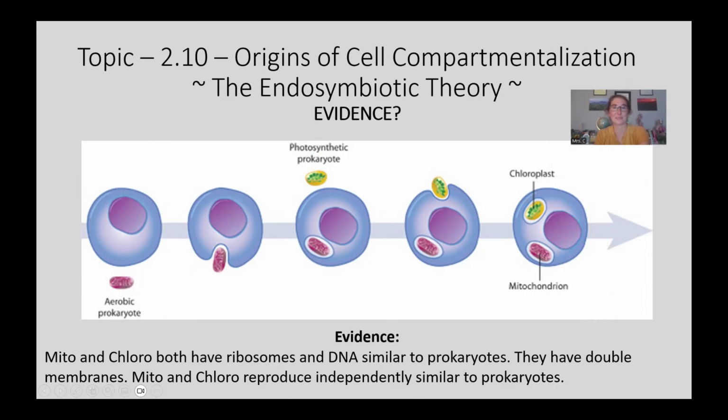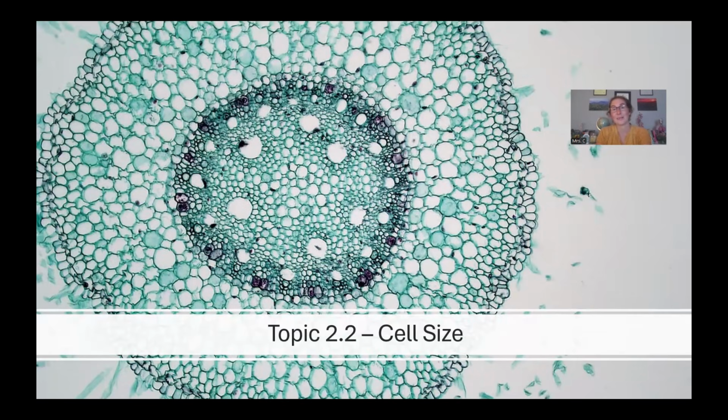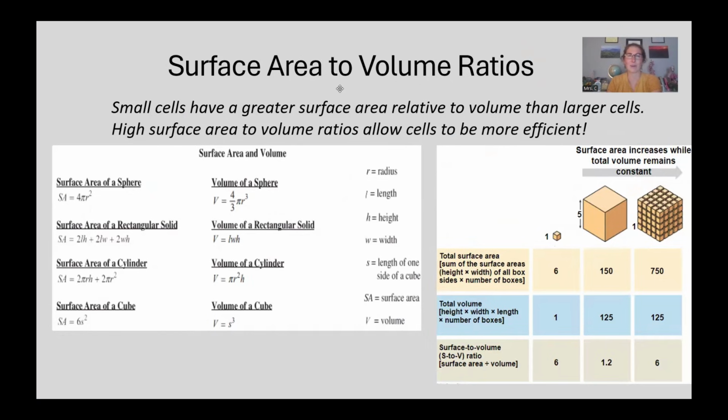All right. Let's get into cell size. Cell size, topic 2.2, surface area to volume ratios. So something good to remember: small is actually better for biology. The smaller, the better. Smaller cells have a greater surface area to volume ratio, and this is a good thing.